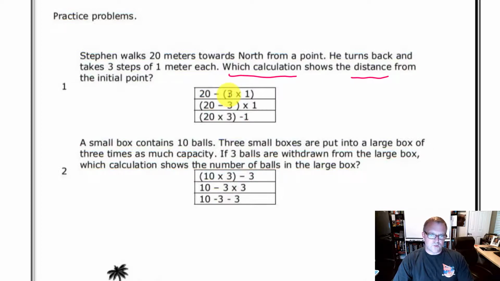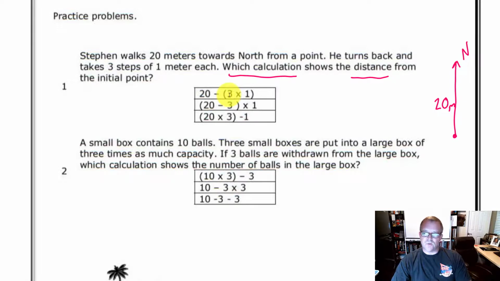Okay, so Stephen walks 20 meters towards north from a point. So on the side of my paper, I wrote a point, okay, and I said, okay, Stephen's walking north, and on a map, north is upwards, right? 20 meters.